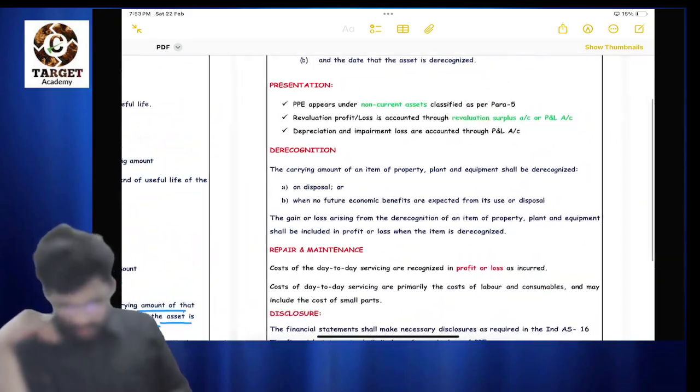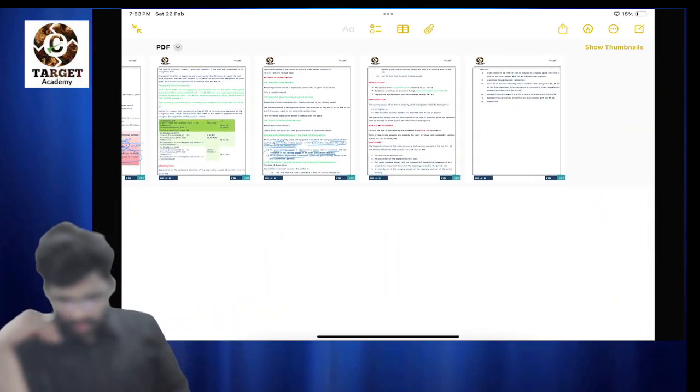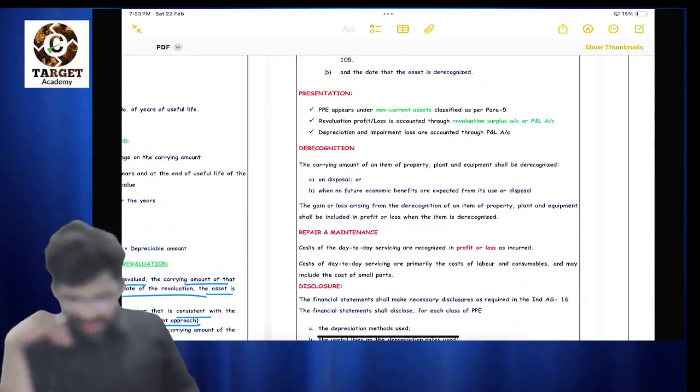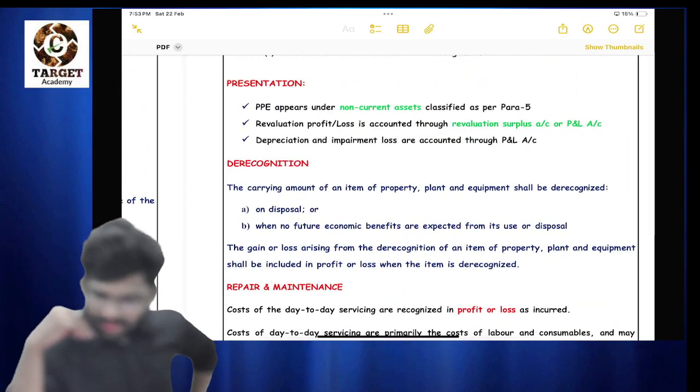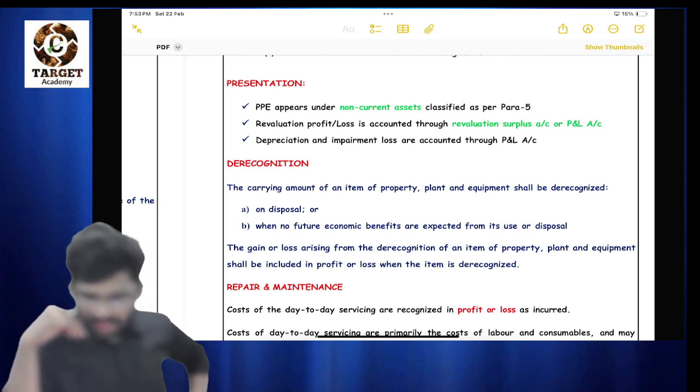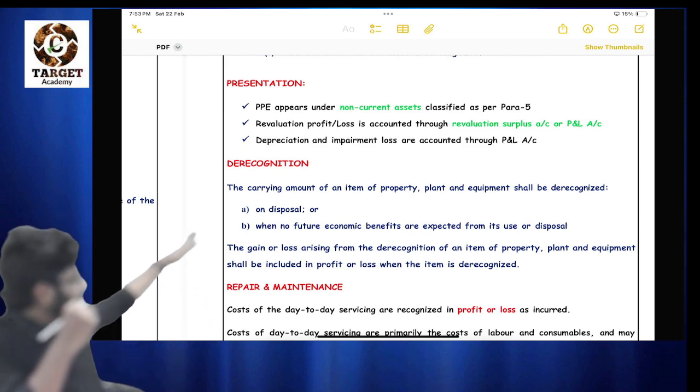Next, coming to the presentation, it is not that important. You just need to see the points. PPE appears under non-current assets classified as per para 5. Revaluation surplus or profit or loss account. So this presentation is not that much required for us.